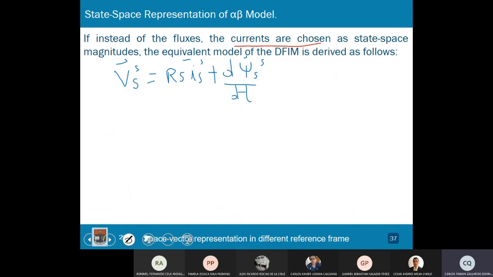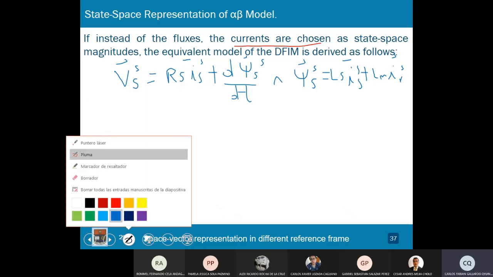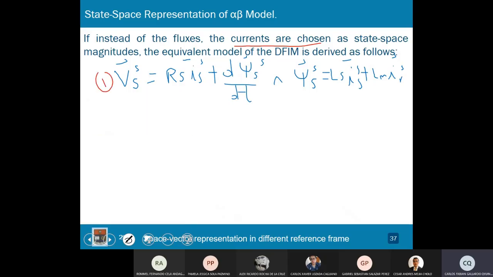Okay, this is for the stator. For the flux, the stator flux space vector is equal to the stator inductance times the stator current space vector plus the magnetizing inductance times the rotor current space vector. We have already derived this equation in the previous class. This is for the voltage and this is for the flux. Let's call this equation number 1 and this equation number 2.